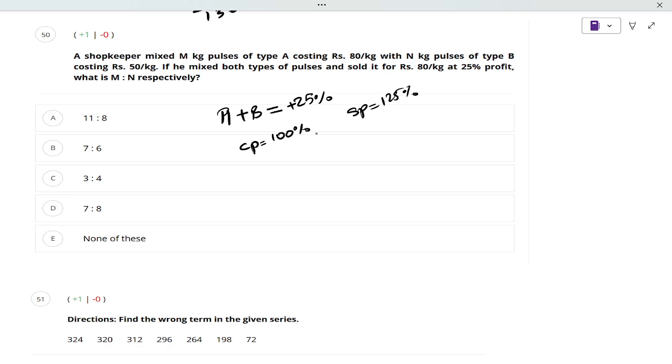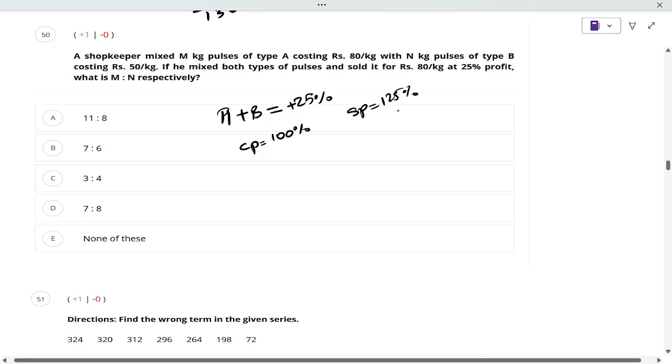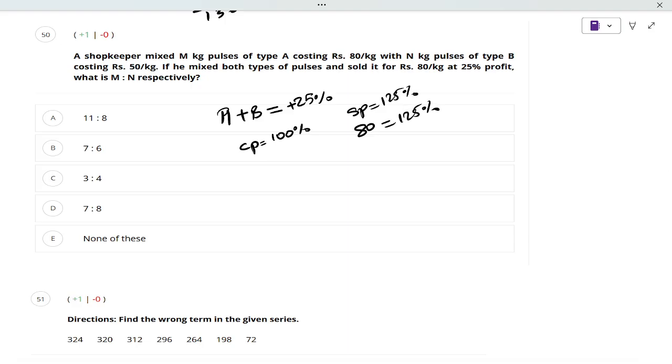How did we get this one? 25% profit from the cost price. So 25% of 100 will give us 25. We will add that 25 to the cost price, which gives us 125. So this 125% is equivalent to 80 rupees per kg. So here 1% becomes 80 by 125.